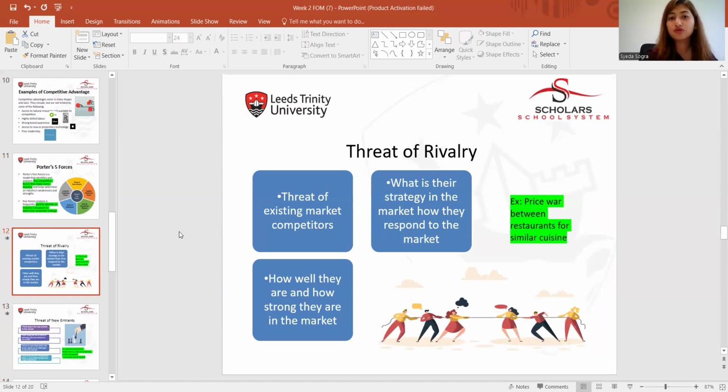So starting with threat of rivalry. What is their strategy in the market, how do they respond to the market? So this is basically about the threat of existing market competitors. How well they are doing, how strong they are in the market. For example, the price war between restaurants with similar cuisine.